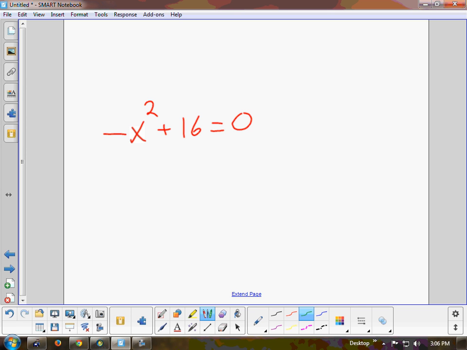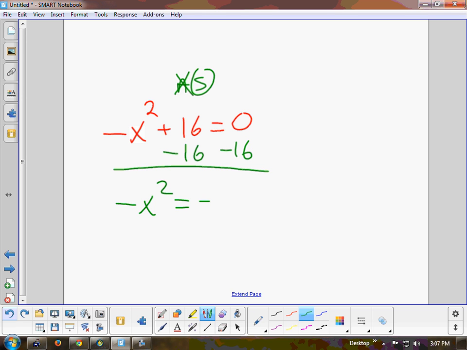Okay, so you want to get rid of addition or subtraction first. We have addition, so we have to subtract to get rid of it. So we get negative x squared equals negative 16. Now be careful. What do we get rid of next, Natalie?